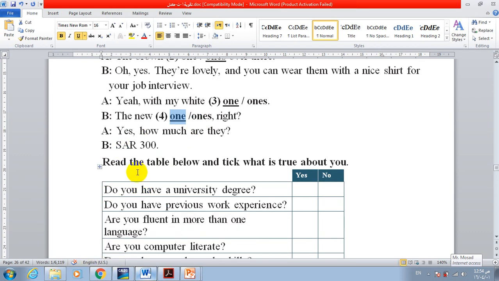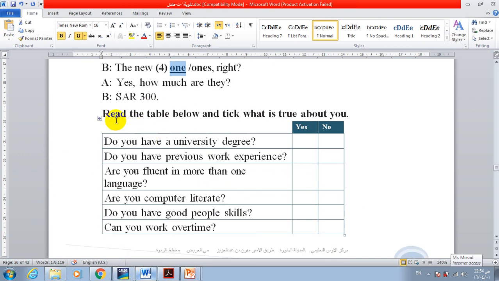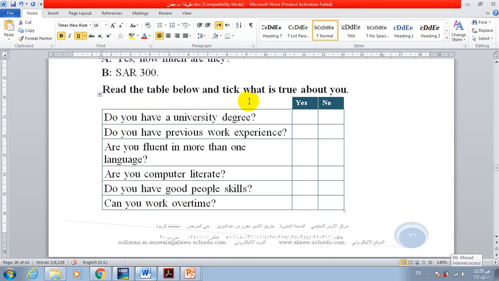Okay, now with the last exercise, he says read the table below and tick what is true about you. This table, my dear students, you must complete about yourselves. Like you see in the first question, do you have a university degree? If you have a university degree, you put a tick under yes, and if you don't have a university degree, you put a tick under no.